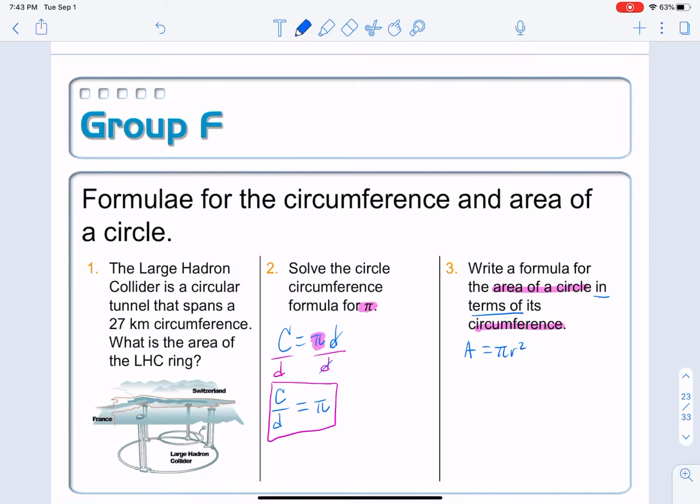Now I need to write down a circumference formula. But you know what? I've got 2 possibilities. I've got this one, or I have this one.